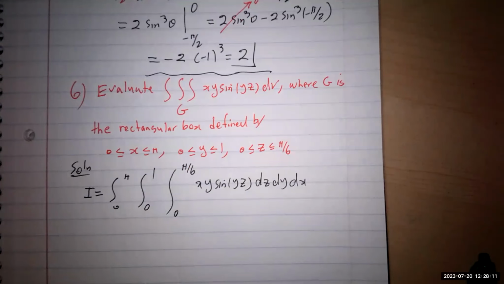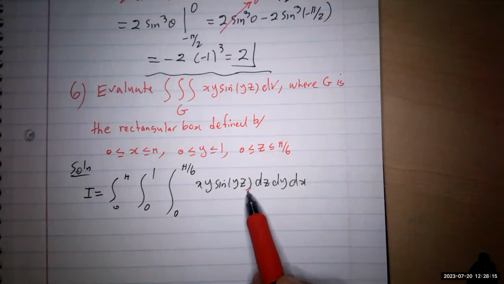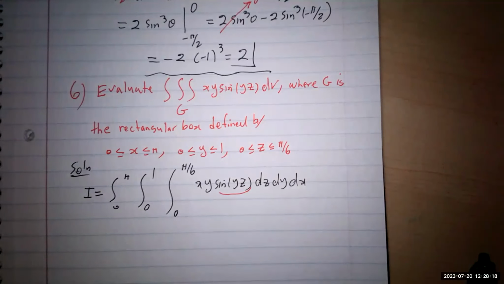Okay, we integrate with respect to z first, that would be easy. You must make sure that you know that the integral of a sine would be negative cosine, but you have to divide it by y prime. In this case, if you differentiate with respect to z, the result would be y. So this is how you are going to do it.